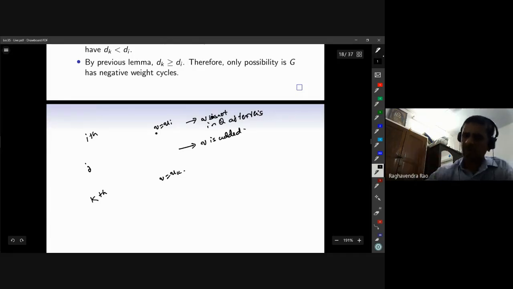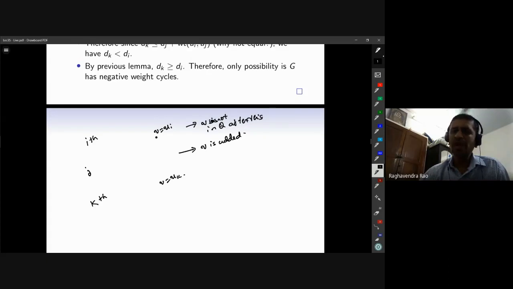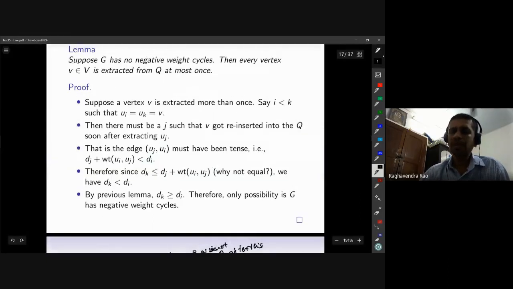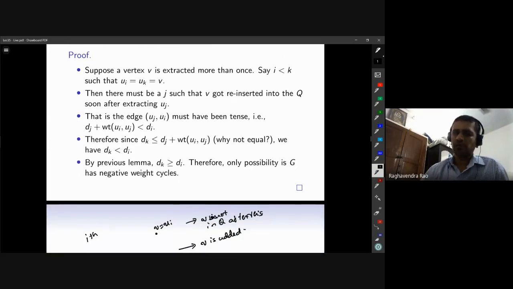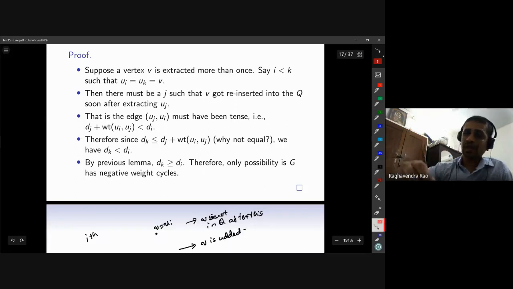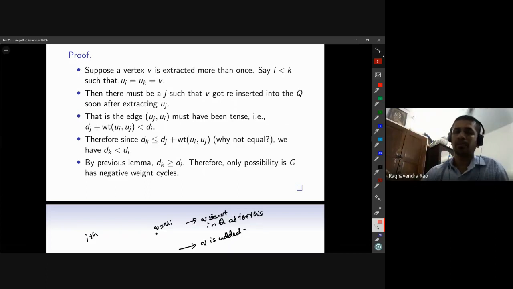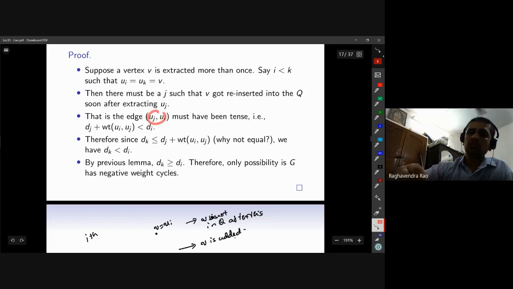Let's try to understand how it will be added. At the jth iteration, we must have applied a relaxation and then insert key. So what was the vertex coming out of the queue at the jth iteration? Some u_j, we don't know what it is. But that u_j must have caused, so that edge must have been tense, and hence it must have made this vertex v re-enter the queue. What do I mean by saying the edge u_j to u_i must have been tense? Remember that u_i is nothing but our v.